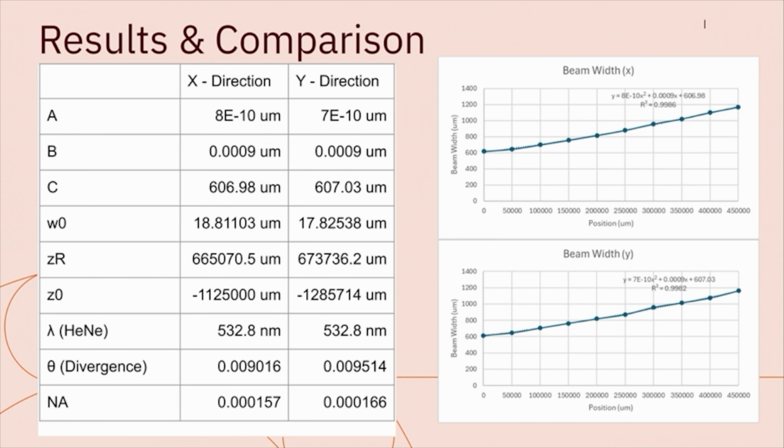The beam width increased smoothly with distance, matching the expected Gaussian shape. The calculated waist and numerical aperture values were fairly consistent with the typical HeNe laser output. This confirmed that the beam followed Gaussian behavior and showed that this method provides an accurate way to measure the laser divergence and optical quality.